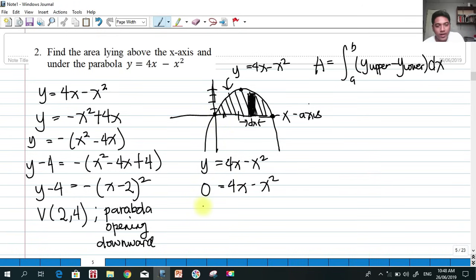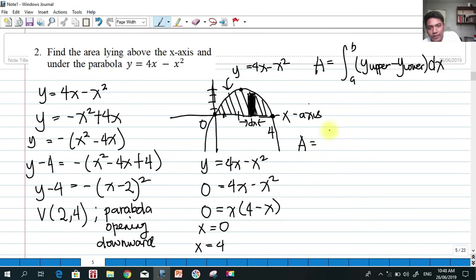So how do we find that? 0 is equal to, factoring out x, x times 4 minus x. As you can see, x is equal to 0 and x is equal to 4. So the points of intersection of this parabola with the x-axis, according to our drawing, that's correct, are 0 at the origin and 4. So our limits will now become from 0 to 4.